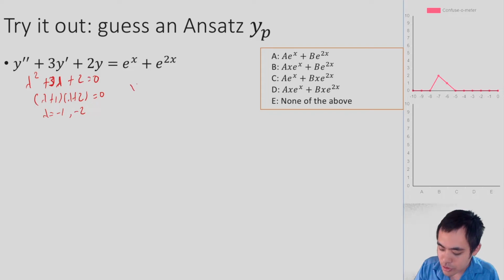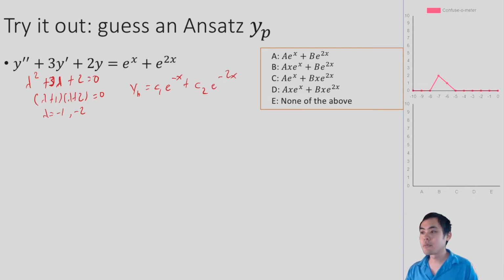And therefore the homogeneous solution is equal to c1 e to the minus x plus c2 e to the minus 2x. So what is your ansatz? Does your right hand side look like your homogeneous solution? If so, then you need to add an x to it. If not, then you don't need to do anything, and you can just guess the ordinary ansatz. And note that for the purposes of this discussion, if you have a negative x, that is not the same as an x.